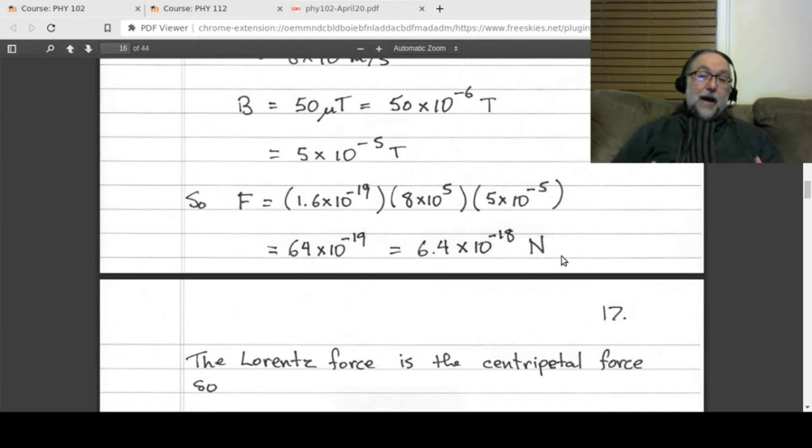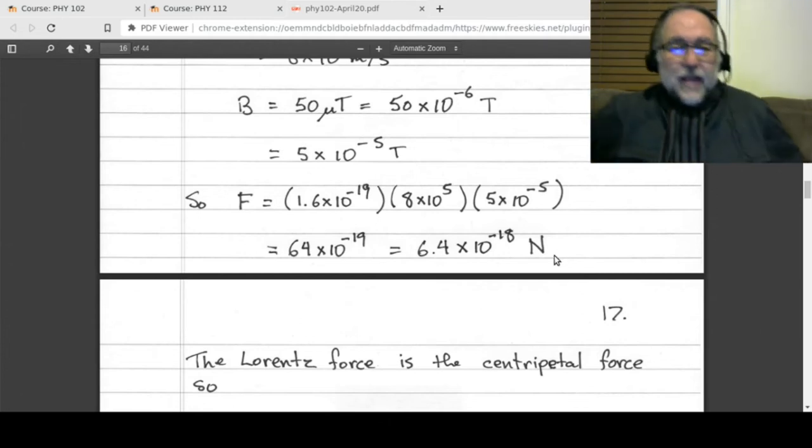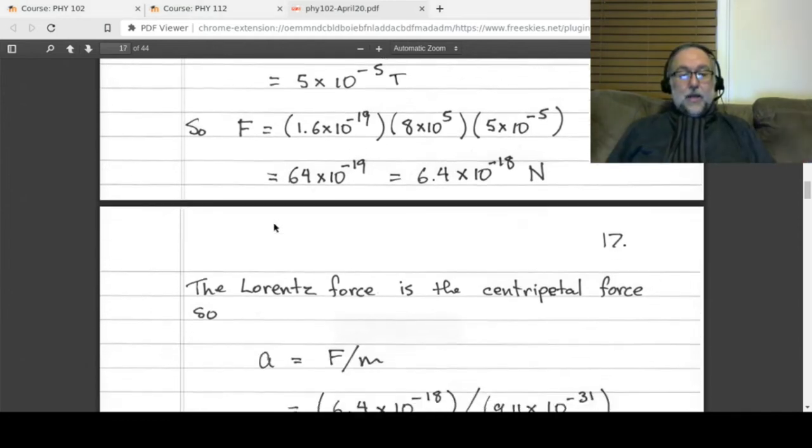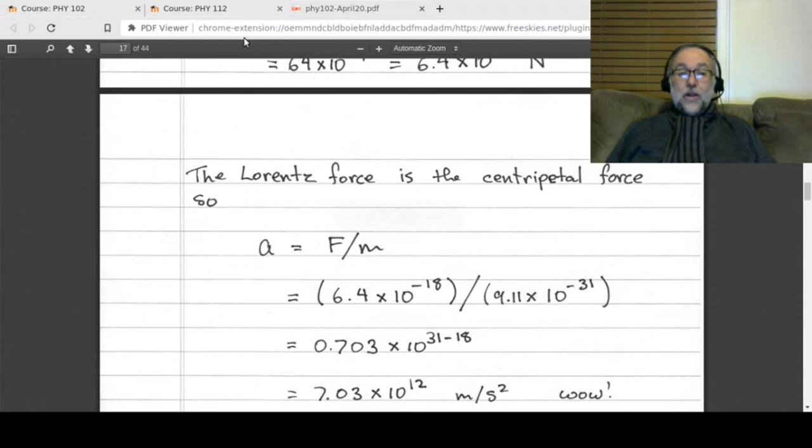That's a very tiny force, but electrons are very tiny. Now, that's the force. To use the equations for uniform circular motion, which you may have forgotten from last semester, so you'll see them in a second, we don't want the centripetal force, we want the centripetal acceleration. And how do you get acceleration from force? Just divide by the mass, Newton's second law. The Lorentz force is the centripetal force in this case, the force that keeps this thing on a circle. So the centripetal acceleration is just the Lorentz force divided by m.